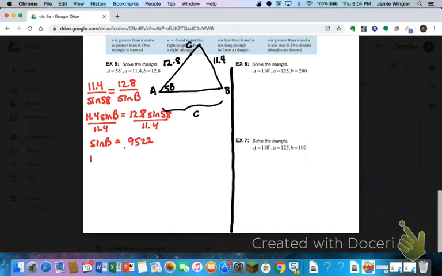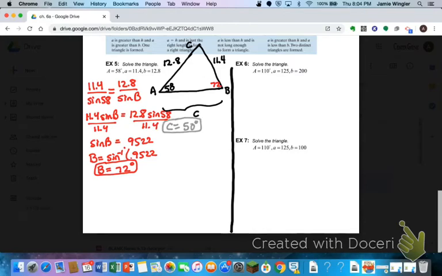Now remember, to find the actual angle, you're going to do the inverse sine of 0.9522. And we get B to equal 72. I'm going to round to the nearest degree, so 72 degrees. So that's angle B. I'm going to write that in. And then to find angle C, I'm going to use geometry. I'm going to take 180 minus 58 minus 72, and I get 50 degrees.